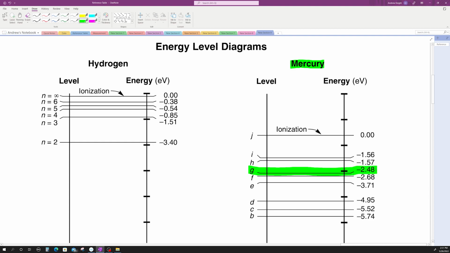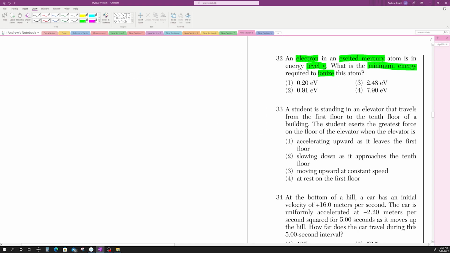And at level G, I have a negative 2.48 electron volt energy. If I want to excite from G and go up to ionization, I need to gain some energy. I need to go from negative 2.48 to 0. Well, how much is that? 2.48 electron volts.